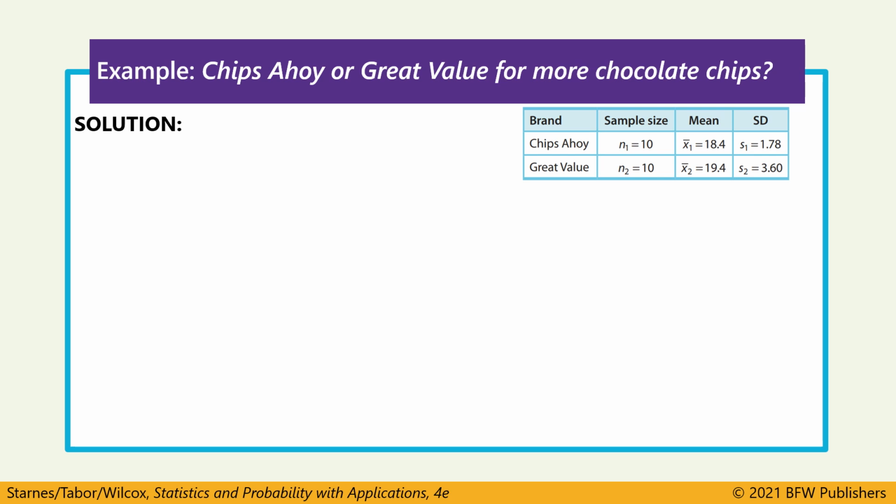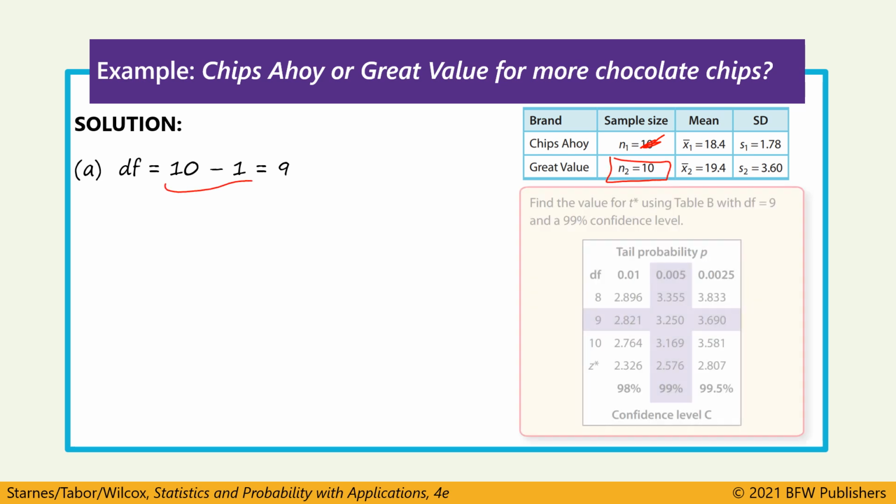Next up, we'll go ahead and find our critical t-score for this problem. We need a degrees of freedom. In this case, both the sample sizes are the same, but if one sample size was larger than the other, let's say that this one had been 12, we would use the smaller of the two. So we have 10 minus 1, 9 degrees of freedom.